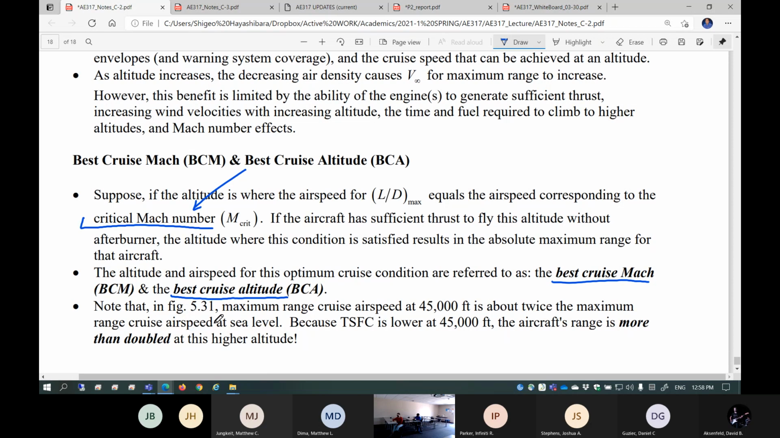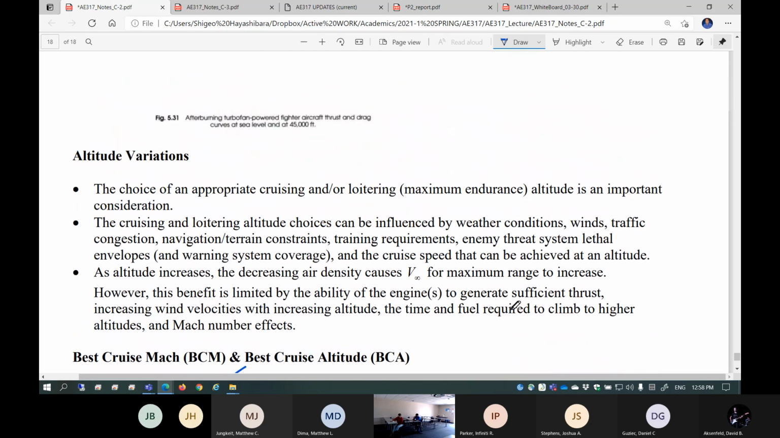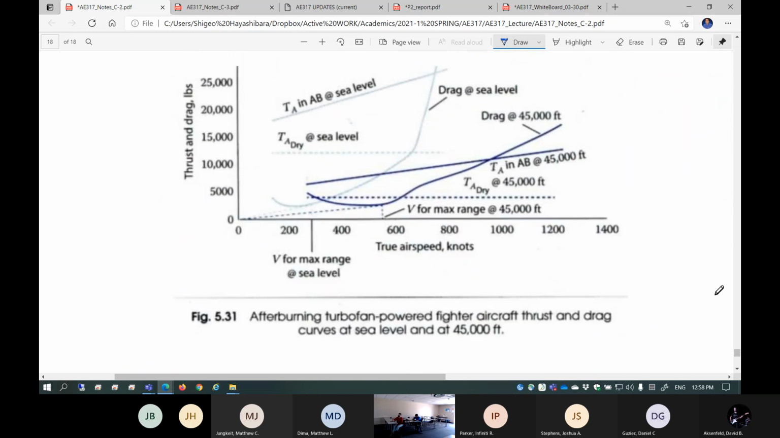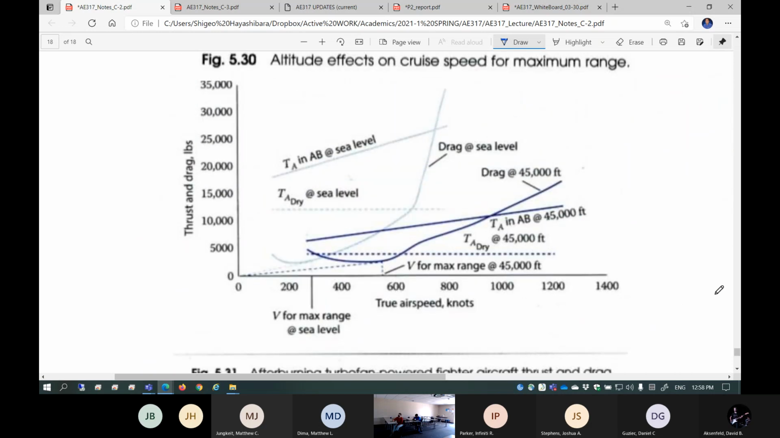So let's take a look at figure 5.31. Maximum range cruise airspeed is at 45,000 feet. This 45,000 feet is the best cruise altitude, and the best cruise Mach number is the critical Mach number at this 45,000 feet altitude. So this is the plot here. This is a plot for best cruise altitude and also best cruise Mach number.